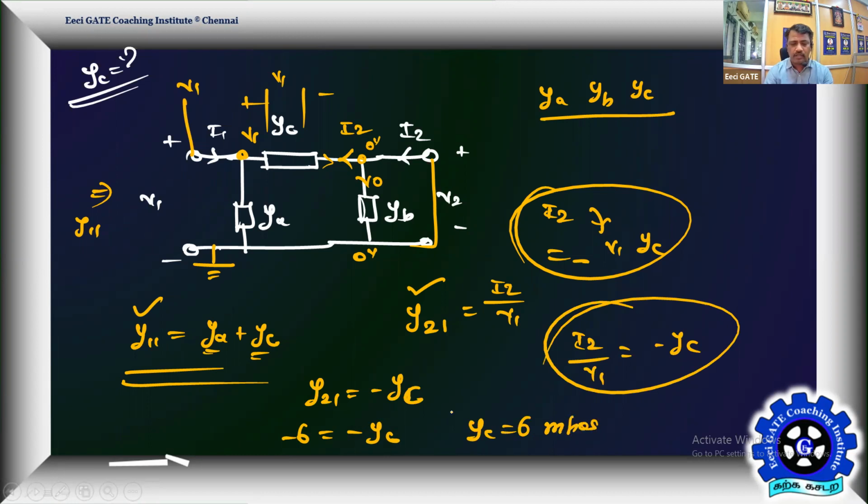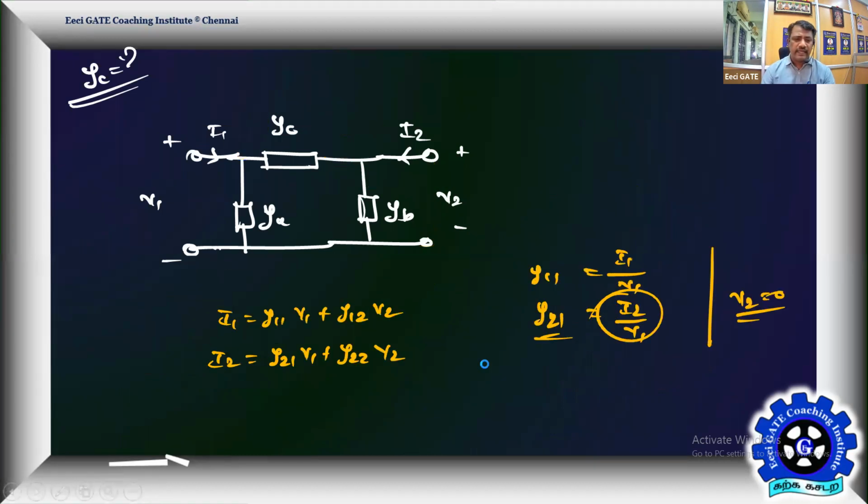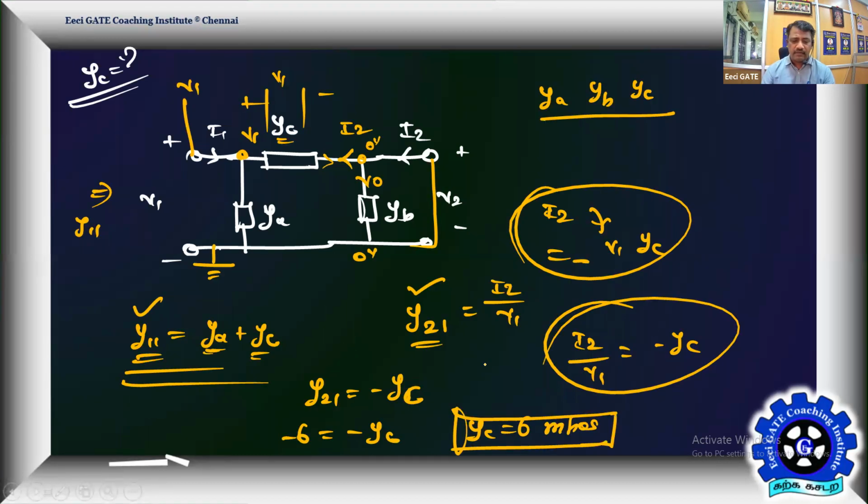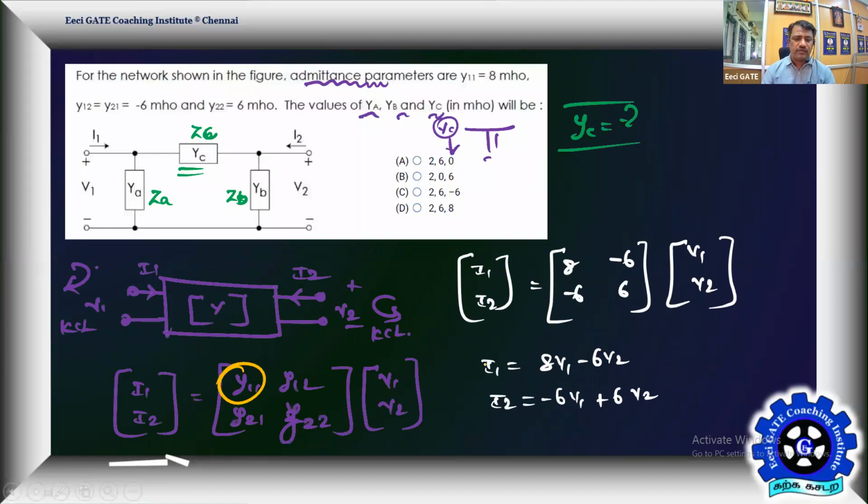That's all. Yes, by practice only you will come to know how to apply for YC. If we start with Y12 or Y21, then immediately we can complete. By the time I try for Y11, it is not working, it is a function of YA and YC. And when I try for Y21, it becomes only a function of YC, then I can complete the problem with that. So strongly I can say the answer is YC is 6. YC is 6 means it's only one option. Option B is the right answer.